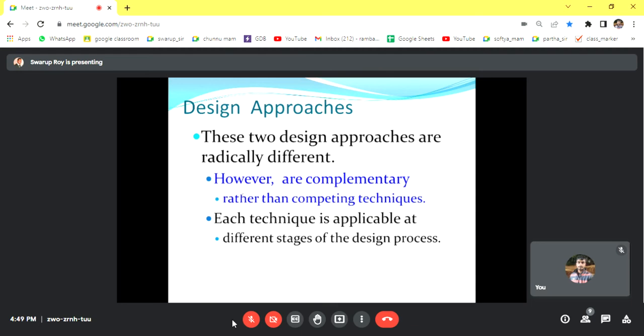Class diagram, object diagram. Whether you have studied these things, class diagram, object diagram, and another is functional diagram. There are three types of diagram: class diagram, object diagram, and functional diagram. Whether you have studied these three things in the object-oriented programming course, yes or no? Okay, fine. But actually, I don't know whether it is there in your syllabus or not.